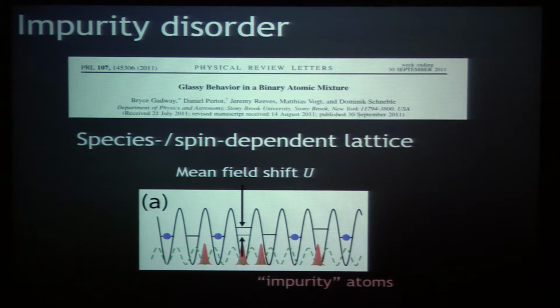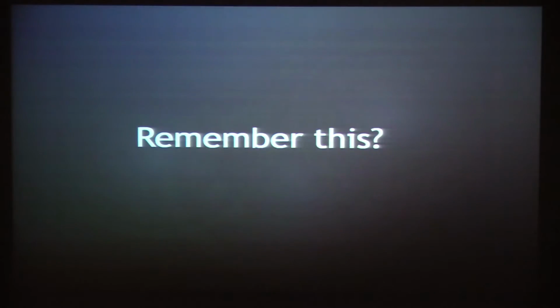And through that mean field shift, through that collision interaction, that contact potential, those impurity atoms, wherever they lined up with the site, shifted the energy on that site. Okay? And because those impurity atoms were sprinkled randomly throughout the gas, it created random disorder. Beautiful, beautiful experiment that needs to be some experiment that I've encouraged several young people to follow up on. So how does this work?